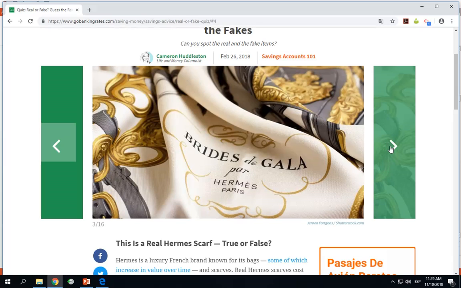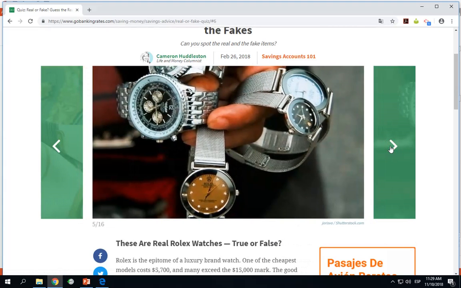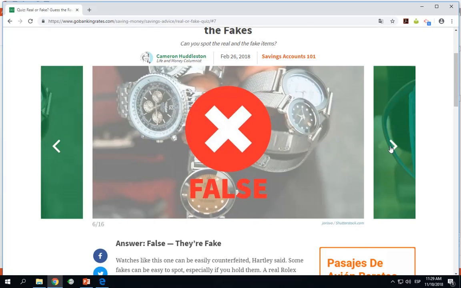A Hermes scarf. I don't know this brand, but I guess it's famous and expensive. But is it real or fake? What do you think? 3, 2, 1, go. This one is real. Yes. These Rolex watches. Are they real or are they fake? What do you think? 3, 2, 1, go. Fake. They're fake. They probably cost like $20, $10, and the real ones cost like $300, $500. I haven't got a clue actually.